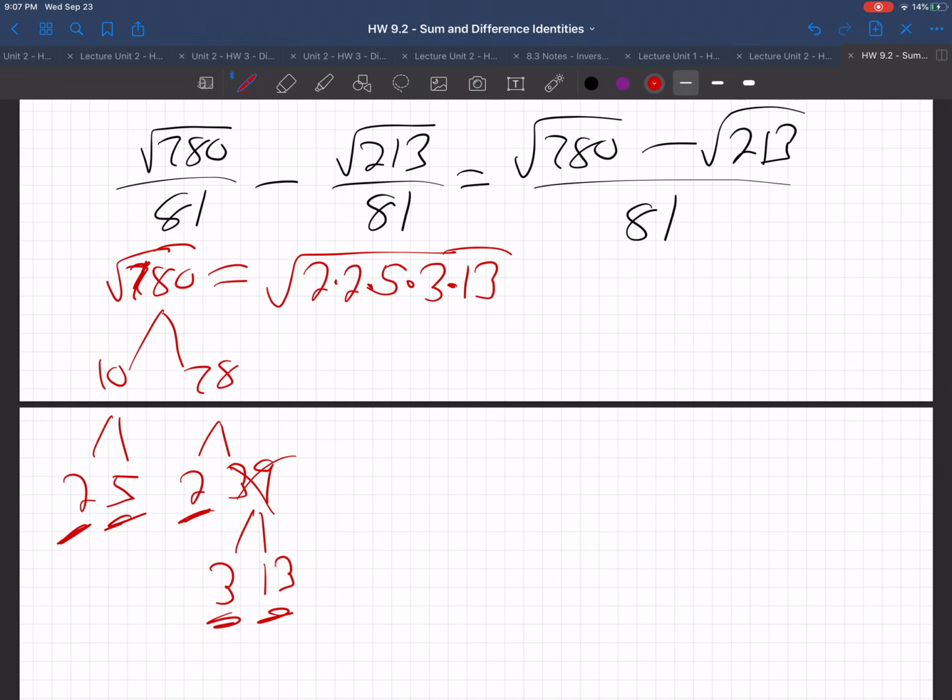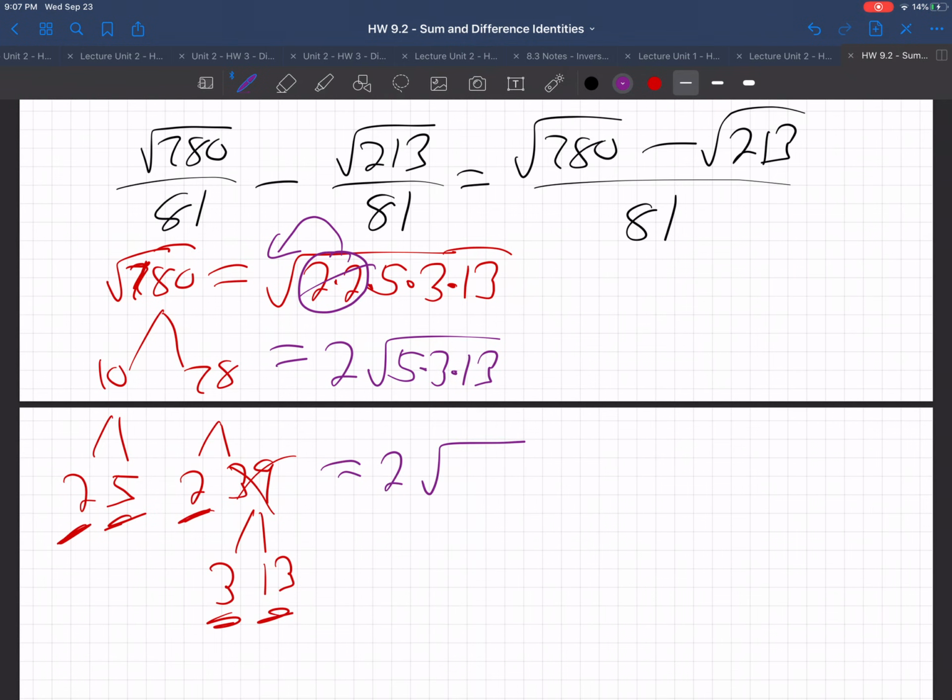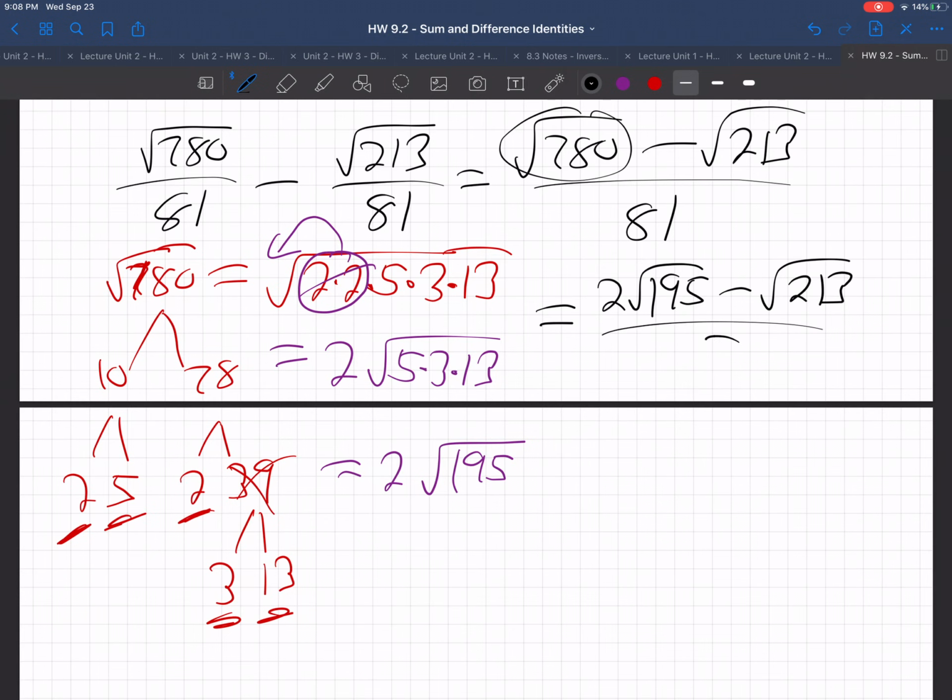You break it all the way down to the prime numbers, and then anytime there's 2 of something, that sends 1 out. And they're gone. So that's 2 root of 5 times 3 times 13, which is 2 root of, if you multiply that together, boy, this is getting ugly. 15 times 13, I'm getting square root of 195. So that becomes that. So this is a painful problem. So the square root of 780 becomes 2 square root of 195 minus the root of 213 over the 81.